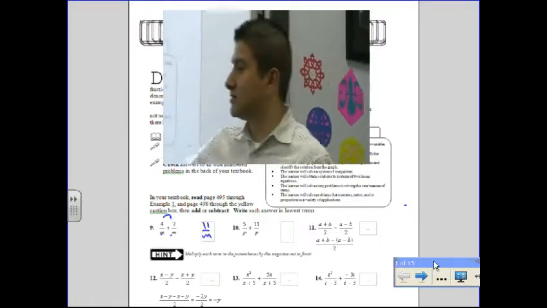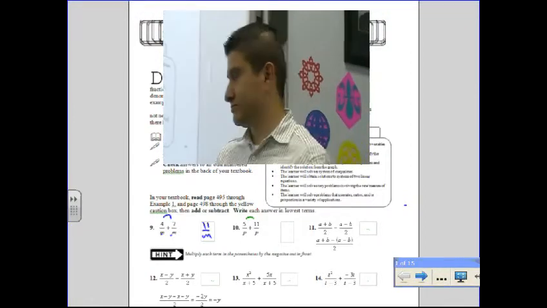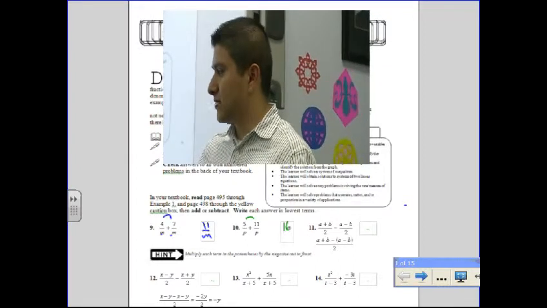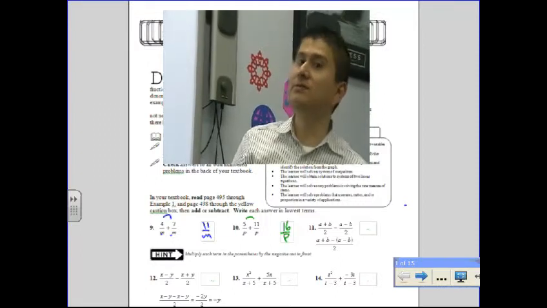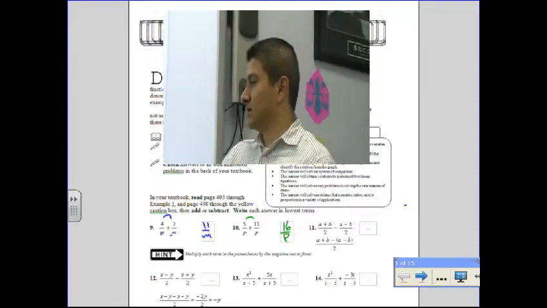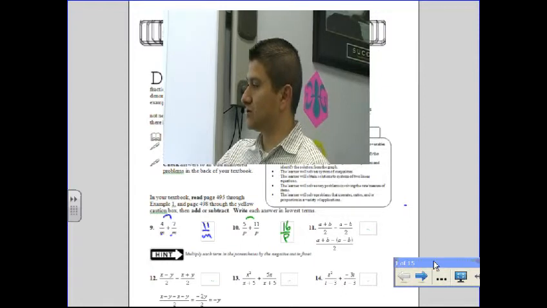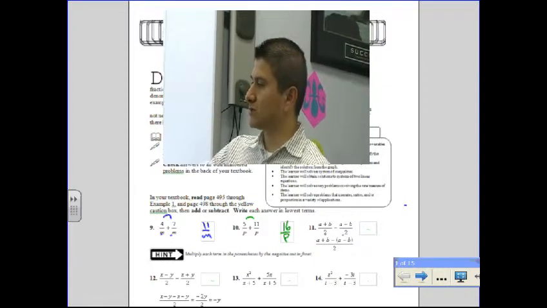Check out number 10. Add the tops. 5 plus 11, 16. The denominator doesn't change. Notice that. It stays the same. As long as the denominator is the same, it stays the same. Check out number 11. The denominators are the same, but the numerators are kind of weird.